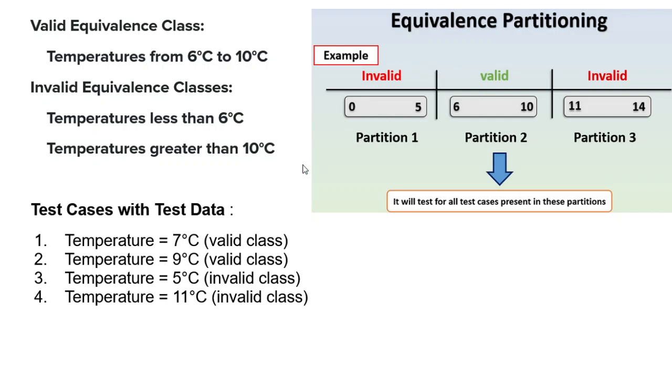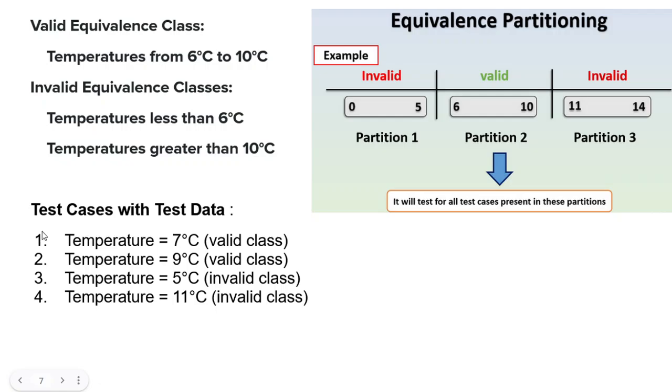From the invalid class, we can take one value, let's say 5 degrees Celsius. If it is working for 5 degrees, that means whatever behavior we have given for invalid classes should work for 5, 4, 3, 2, 0, any value less than 6. Another class is greater than 10. So we can also pick one value from that invalid class, that is 11 degrees Celsius. So how many test data do we require here? 4 types of test data.